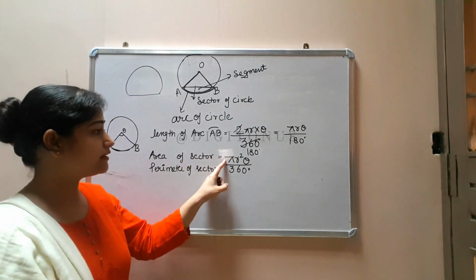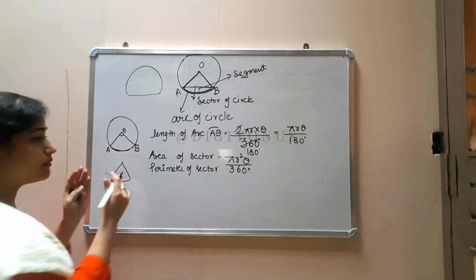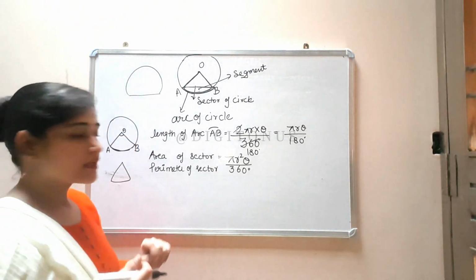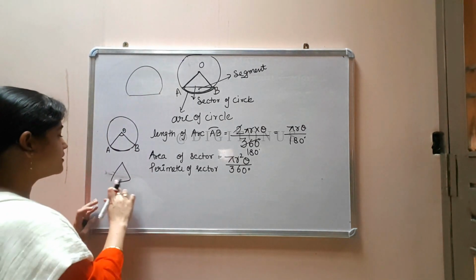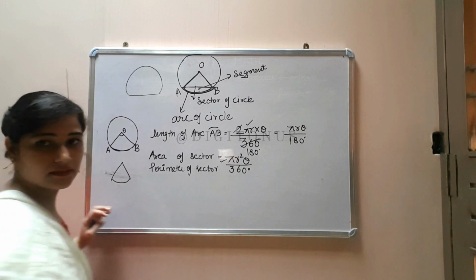Why are we taking area here? Because now we are taking the part of the circle. अब हम सर्कल का पार्ट निकाल रहे हैं. पहले हम सर्कमफ्रेंस का पार्ट निकाल रहे थे, अब हम सर्कल का पार्ट निकाल रहे हैं. So that's why here we will take the area formula, and there we took the circumference formula.